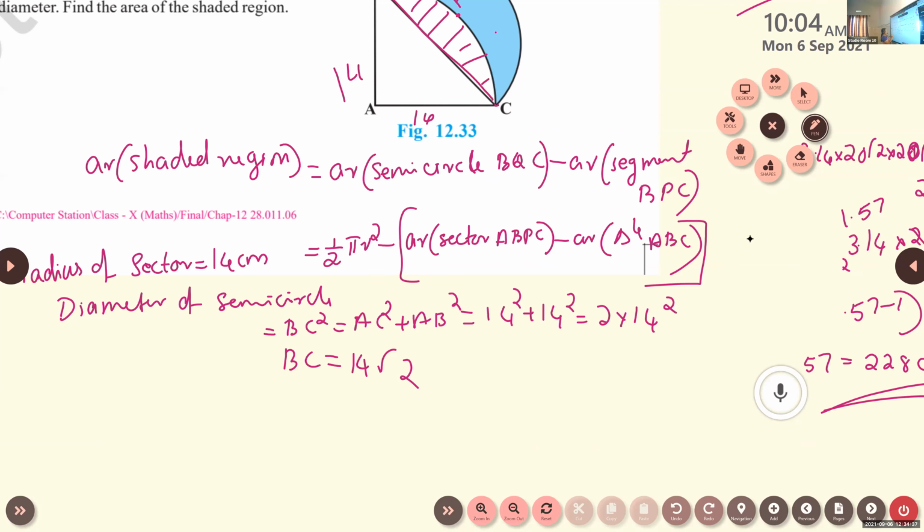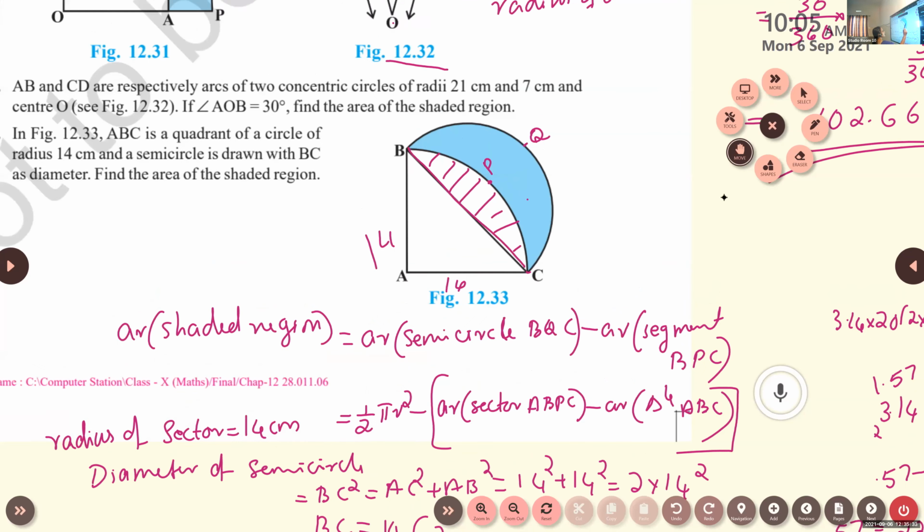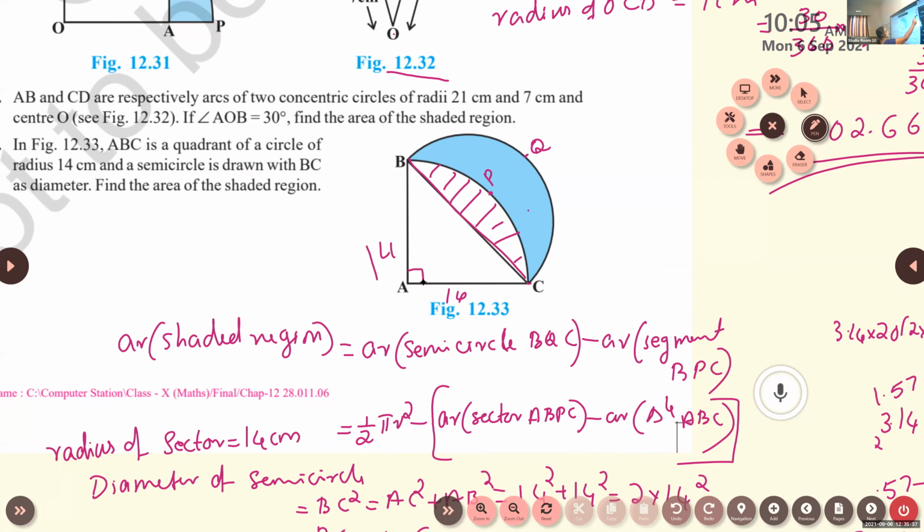So what is the radius of the semicircle? 7 root 2. 14 root 2 by 2 is 7 root 2 centimeter. So that we got. Then radius of the semicircle we know, so we can find area of half pi r square. Area of the sector also, radius of the sector is 14, that also we can find. Now triangle. This triangle is a right triangle, since it is a quadrant. So theta is 90 degree.